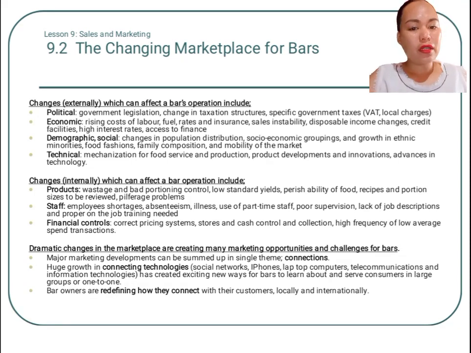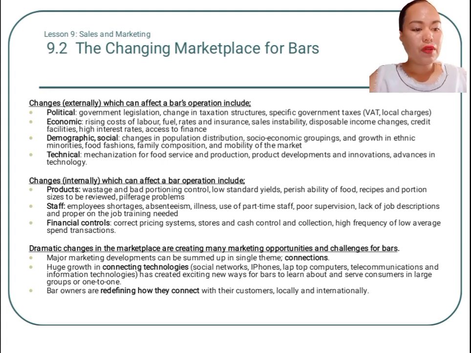So we have here product. Why is it that product can affect a bar operation internally? The answer is that, as we all know, in a business we must be more careful when it comes to our products. Once mistakes are made, it is a big loss in a business. For example, wastage and bad portioning control. In this case, everything should be in accordance with the exact portioning of the product so that wastage can be avoided.